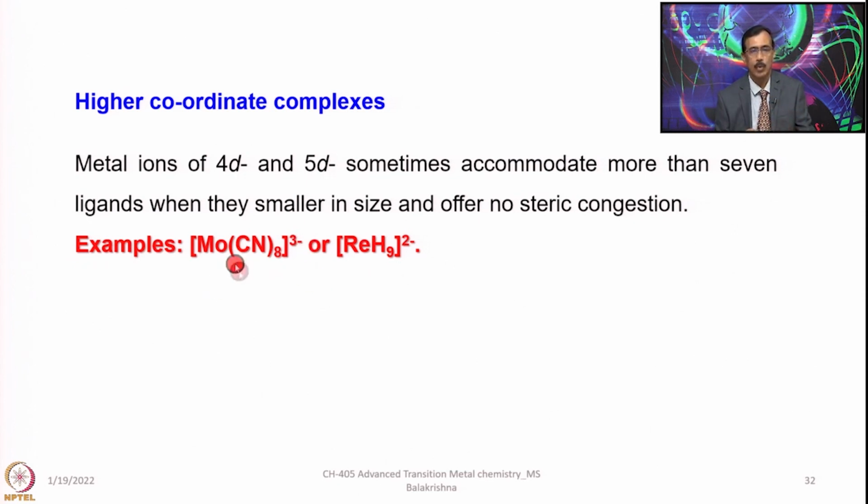And here I have shown one with coordination number 8 in the case of molybdenum octacyanomolybdate. The geometry adopted by this one is square antiprismatic, and in this case ReH9 2-, there are 9 hydrogen atoms surrounding rhenium, in a tricapped trigonal prismatic geometry. So, let me stop this lecture here. Let me continue discussing more about the chemistry of transition elements in my next lecture.